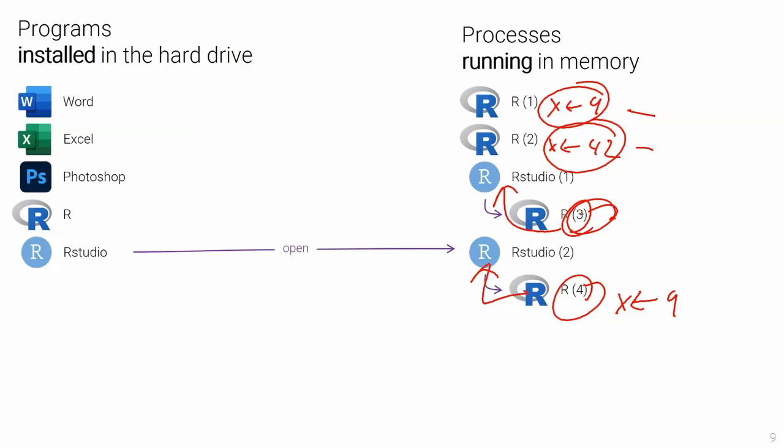Now, this might seem very trivial, but it's very important to realize that all those are different instances of R. Those are different sessions of R, and they're independent of each other. What we do in one is not going to affect the other one. That's important for something that we're going to see later.